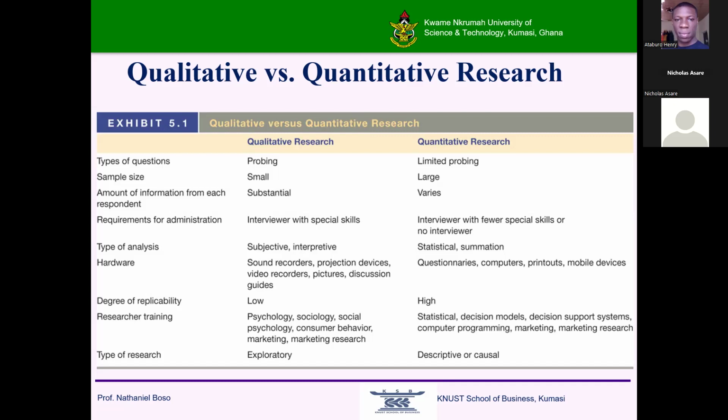Okay. And when it comes to the type of research, qualitative tends to align with exploratory research. And then quantitative tends to align with descriptive or causal research. Just as we explained for the previous slide, when it comes to the type of reasoning or approach, qualitative research tends to align itself with inductive reasoning, and then quantitative tends to align itself with deductive reasoning. So you should be able to clearly distinguish between qualitative research and quantitative research.